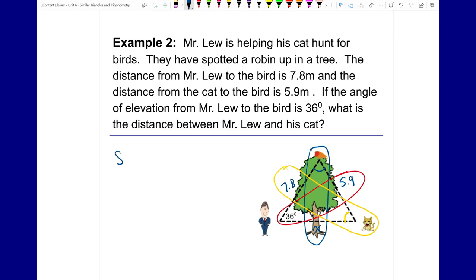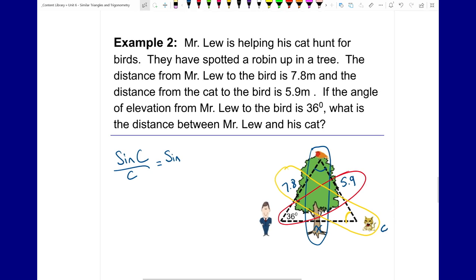We'll just say sine C just because that's where the cat is, or where Chester is. So sine C divided by little c equals sine, so we'll call this C. Let's just keep it consistent. We'll call this A, and the bird will be B. So sine A over little a. Sine C we don't know, but divided by side C, which would be 7.8, equals sine of 36 divided by 5.9. We want to cross multiply.